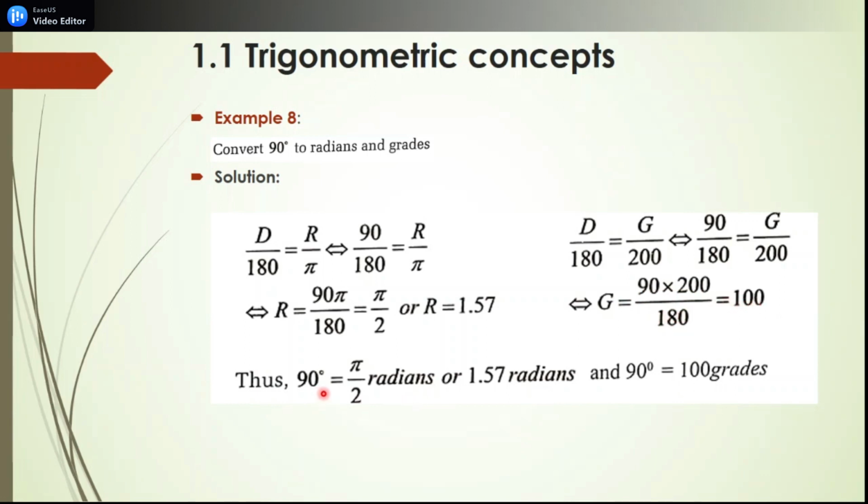90 degrees is corresponding to pi over 2, as you see there. And the 90 degrees is corresponding to 90 degrees. This one is corresponding to 100 grade after calculation.